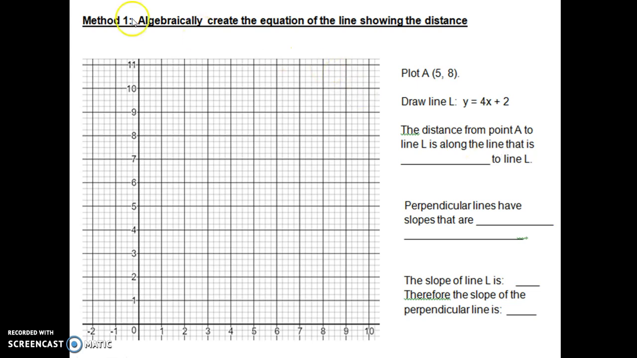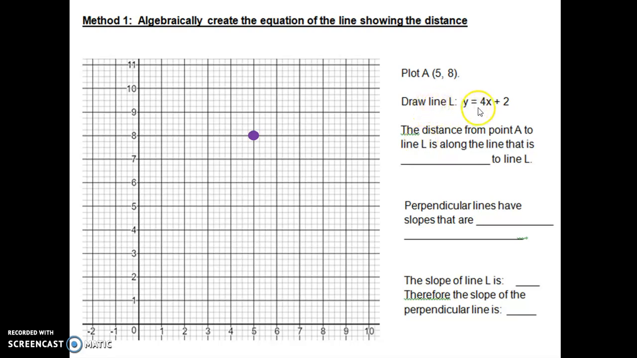So method one, we're going to do this algebraically. That means we'll use algebra to create an equation of the line that is perpendicular. So first let's begin with plotting point A, which is at (5, 8). So point A should be right here. This is (5, 8), point A.